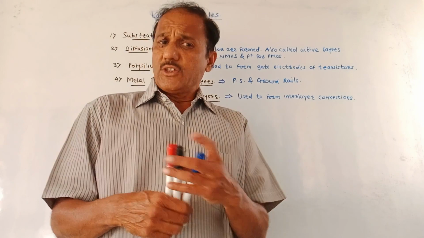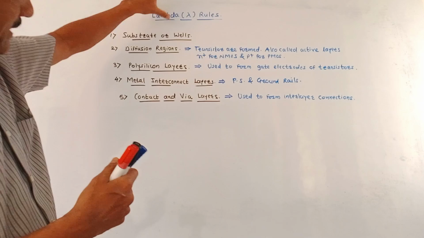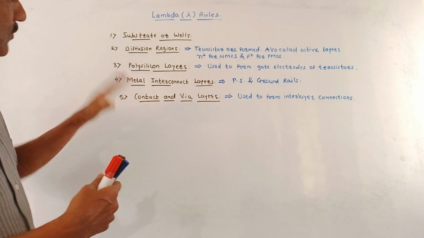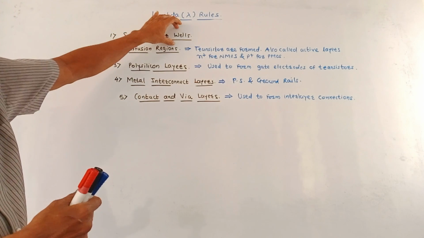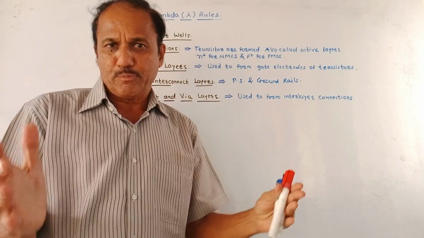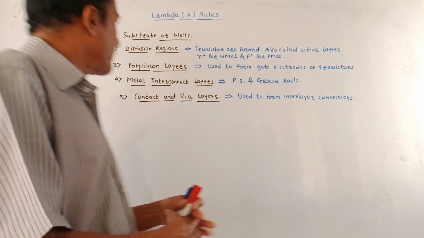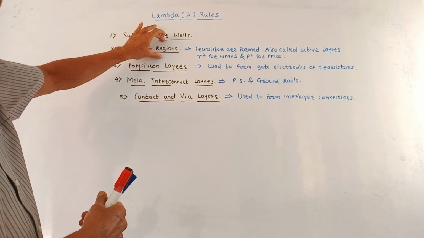Now there are certain components. Based on those components, these lambda rules are decided. So this is the list of components. First is substrate or well. Another name for the substrate is well. We know that in case of N MOSFET, P type substrate is used, and in case of P MOSFET, N type substrate is used. Then diffusion regions.